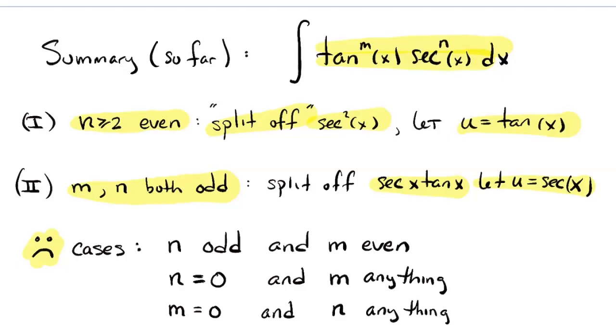Well, it's when what we said above isn't true. So maybe when n is odd and m is even. Yeah, we'll have to worry about that case. Or if there are no secants whatsoever, right? If n is 0, then the secant term isn't even there, and it won't really matter what m is. Or if there's no tangents at all, so it's just powers of secant, then it doesn't really matter what n is. So we have to kind of treat these cases separately.